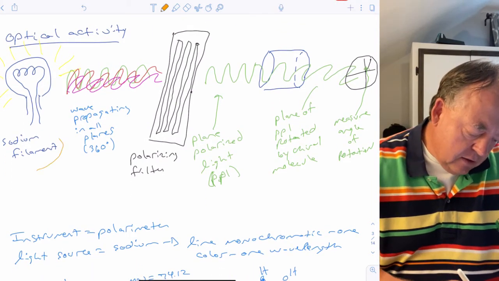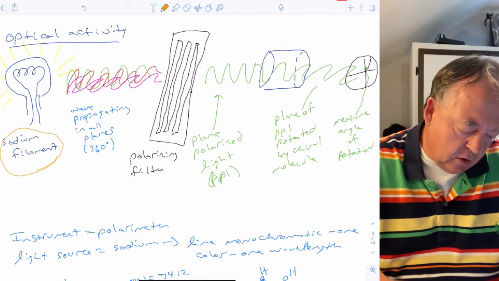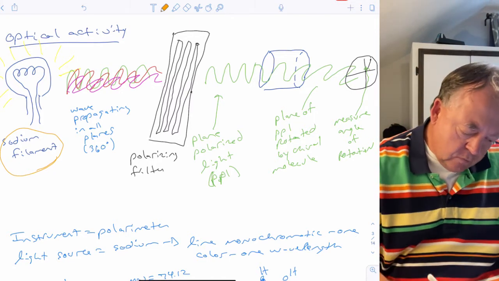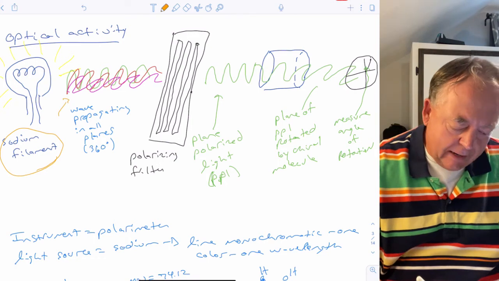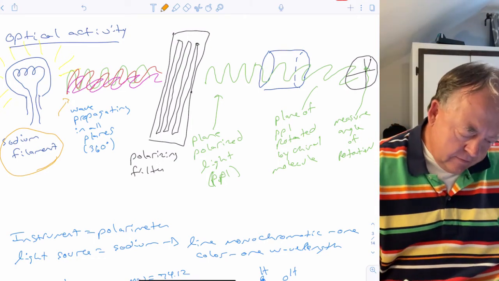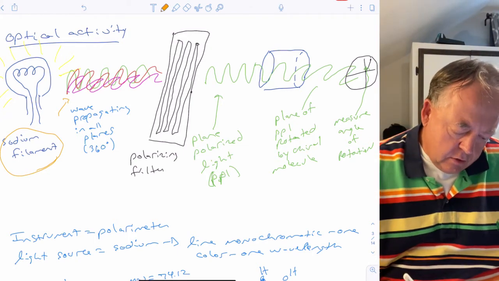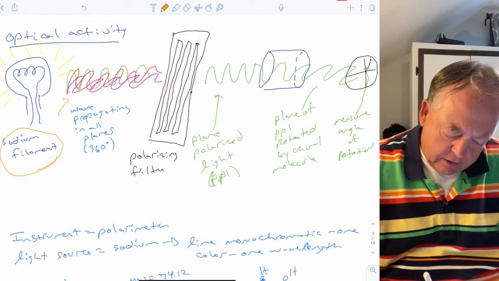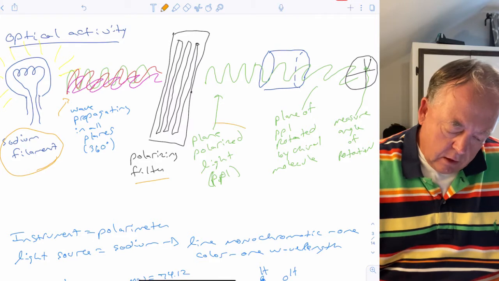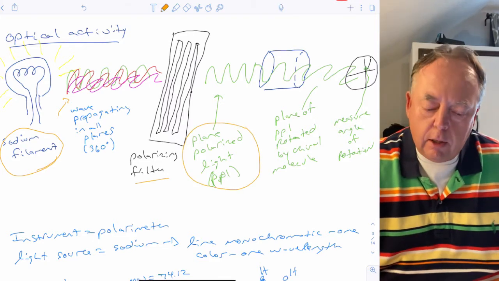If you had a light source, typically a sodium filament, it gives off light in all directions, which is what this is trying to illustrate. So light propagating in 360 degrees, all dimensions, but it propagates as a wave. If you pass that through a polarizing filter, the light that comes out is plane polarized, so we have light only propagating in one plane now.